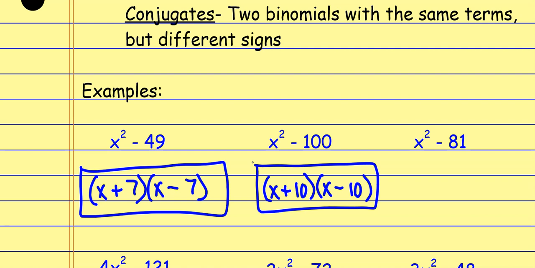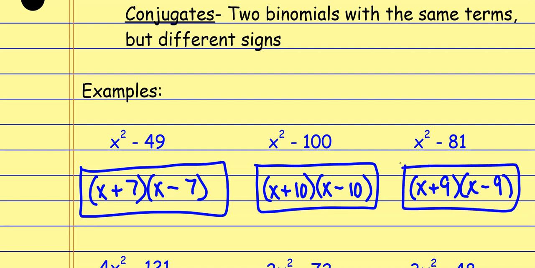X squared minus 81, those are perfect squares, and they're being subtracted. So it factors into conjugates. X times x. 81, the square root of that is a 9, so it's 9 times 9. One's a plus, one's a minus. It factors into conjugates. This is our shortcut.